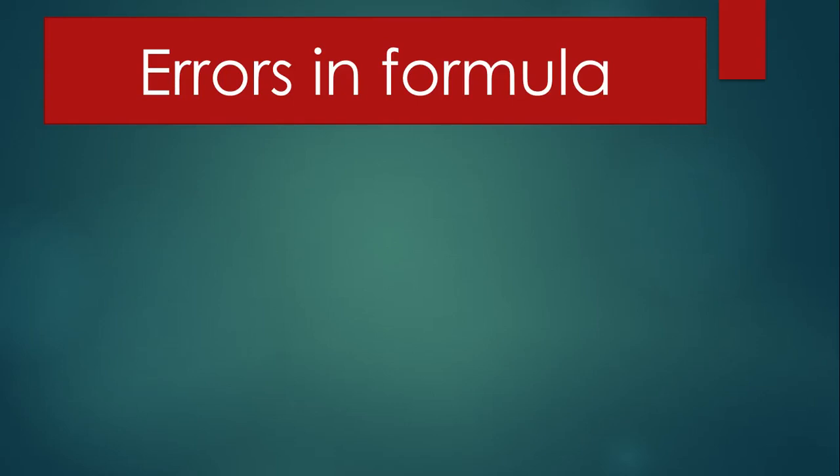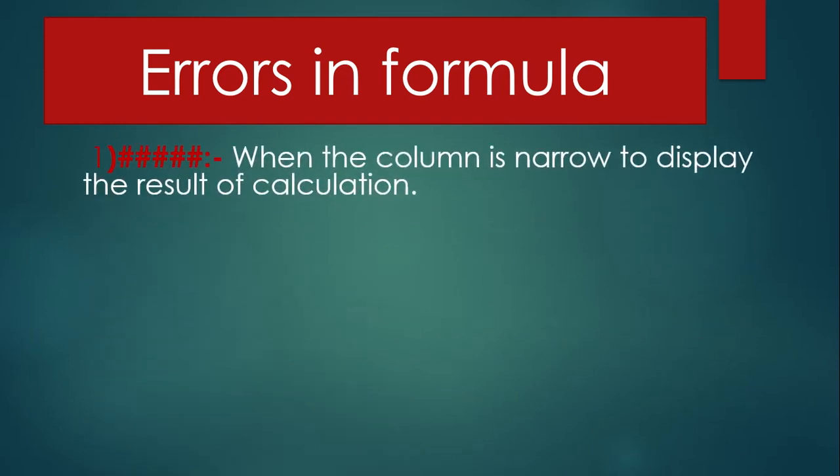Topic is errors in formula. So when Excel is unable to perform any calculation, then in that case it generates errors. First type of error is hash error. So when the column is too narrow to display the result of calculation, in that case Excel generates hash error. Means when the column is too narrow to show or display the value of the answer, then Excel generates hash error.